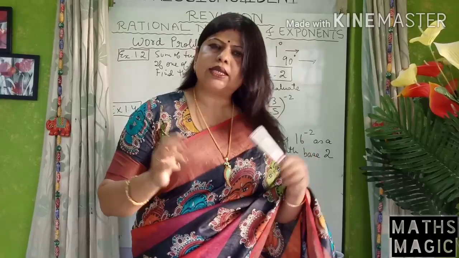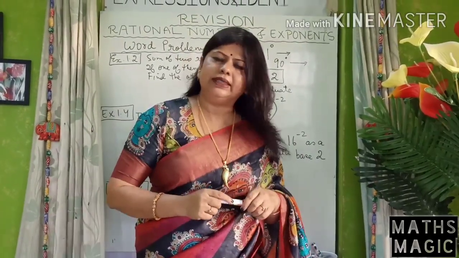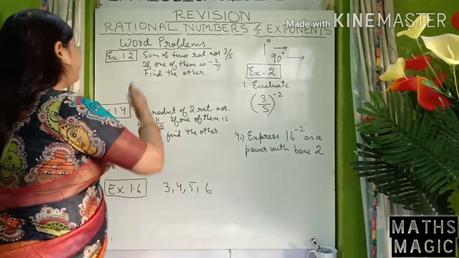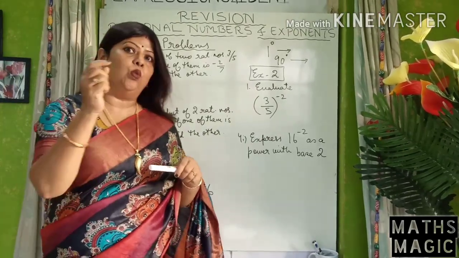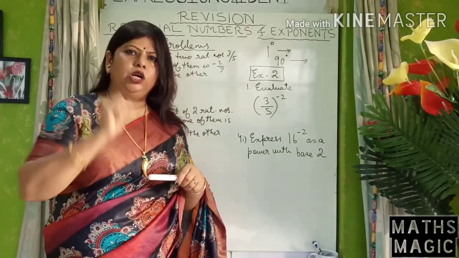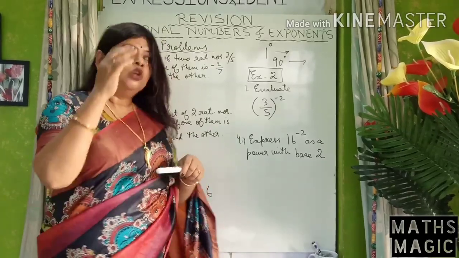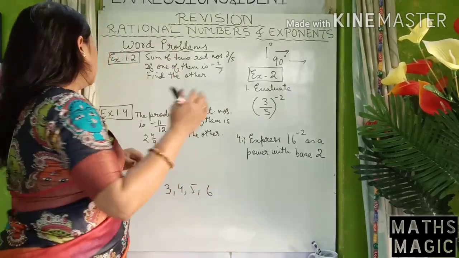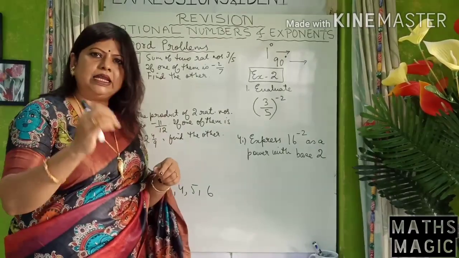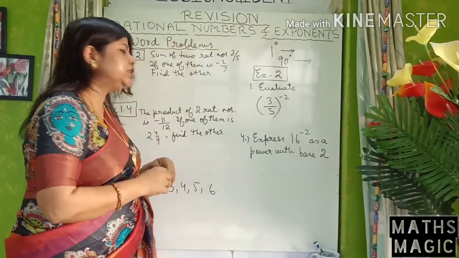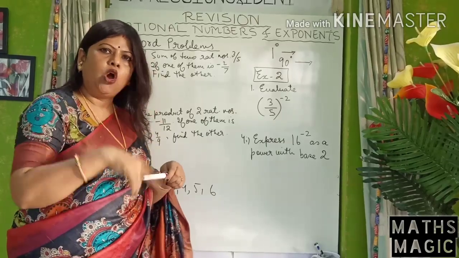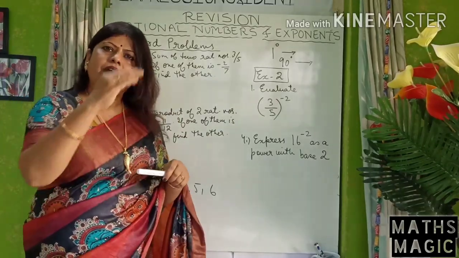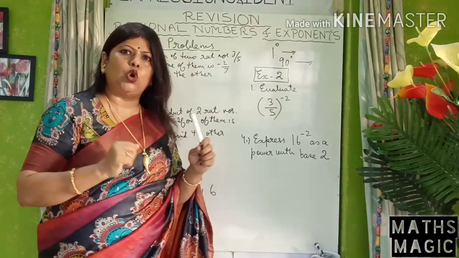So students, let's take up the last part of rational numbers, that is word problems. Now children, when we come to word problems, see in exercise 1.2 and 1.4, you have very simple word problems. Simple but important. So let's begin with exercise 1.2. Here you have a few word problems. One of the word problems I am doing over here: sum of 2 rational numbers is 3 by 5. Sum of 2 rational numbers is given. One of the numbers is -2 by 7. Find the other number.